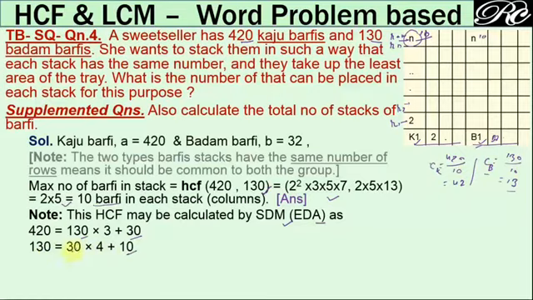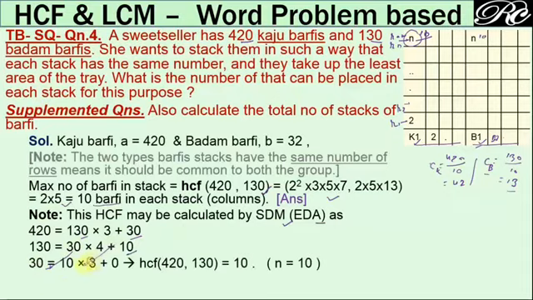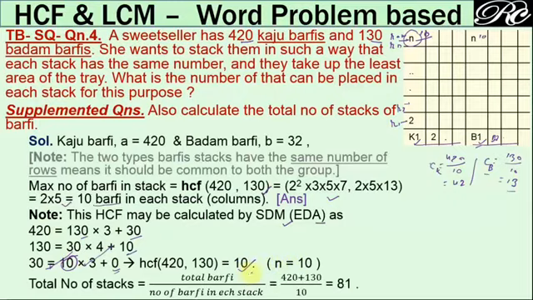Now again shifting, this is 30 and then this 10 again here. So this 30 is 10 into 3. Now this remainder is 0. So therefore this 10 is acting as the HCF. So the total number of stacks is the total number of Barfi divided by the number of Barfi in each stack. So this is 420 plus 130 by 10. It is 55. Or this may also be calculated by considering the number of stacks or columns.